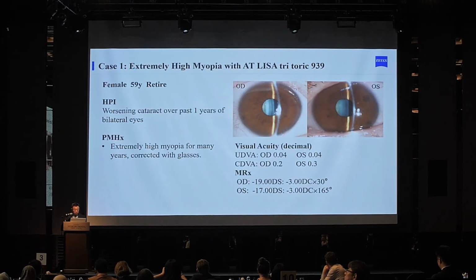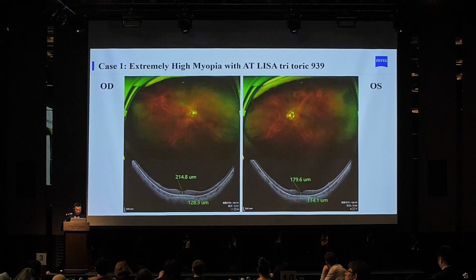Let's look at two cases. Case 1 is a high myopia patient. Over the past year, the patient's visual acuity had decreased significantly due to cataract, and she wanted to be spectacle free after the surgery. Also, she has extremely high myopia. Fortunately, fundus examination revealed a relatively normal condition.